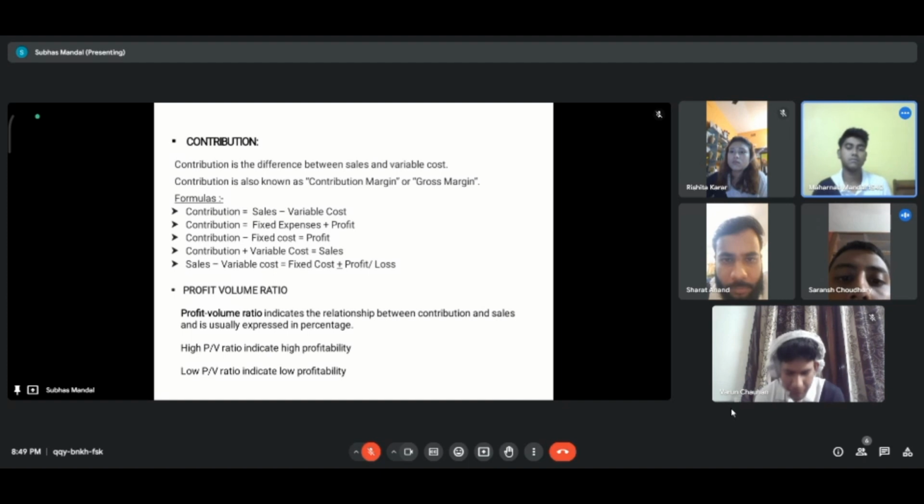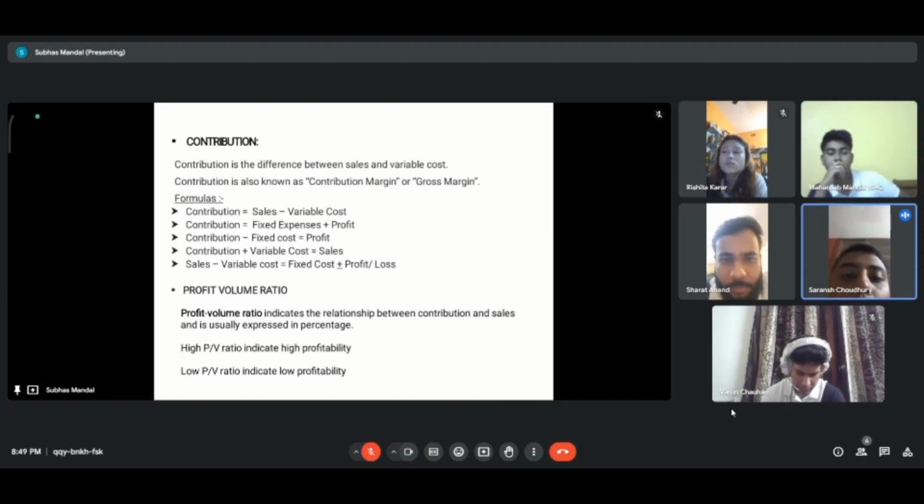Contribution. Contribution is the difference between sales and variable cost. Contribution is also known as contribution margin or gross margin. Formulas: Contribution is equal to sales minus variable cost. Contribution is equal to fixed cost plus profit.